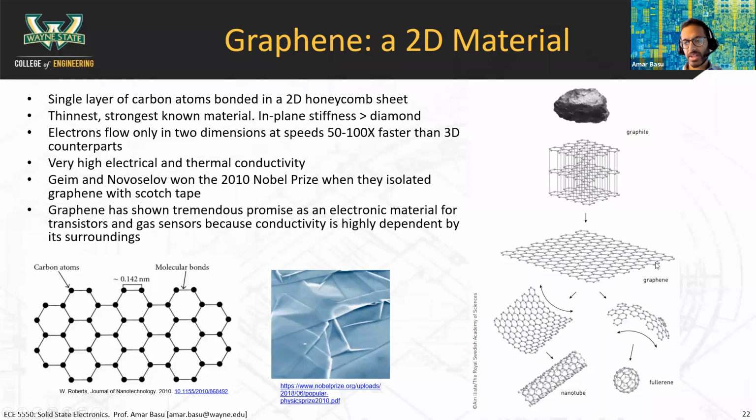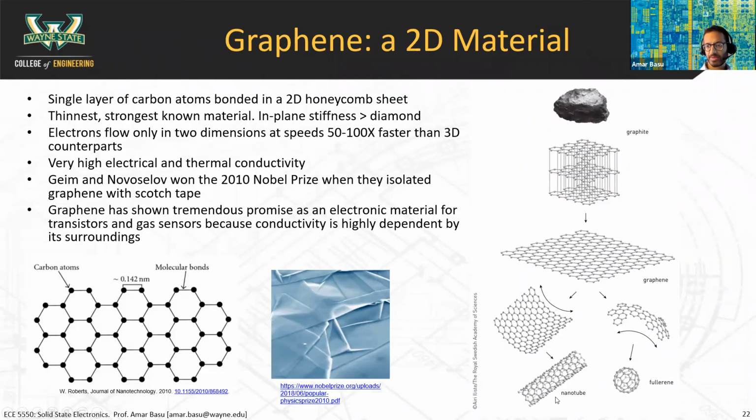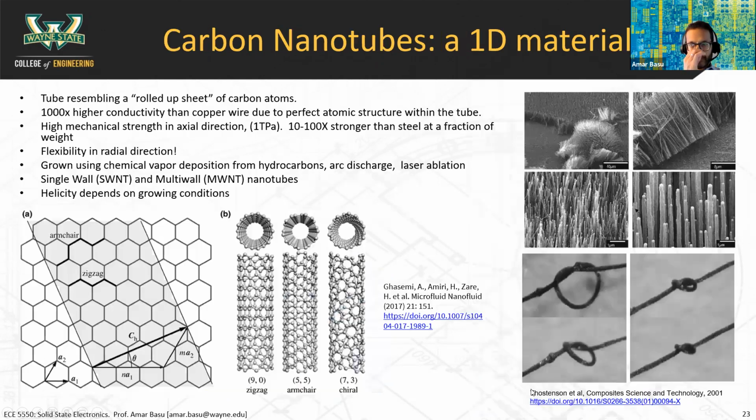Okay, so these are two-dimensional electronic materials. Carbon nanotubes are sometimes called one-dimensional materials because the electrons can only flow in one direction through them. Graphene is a sheet, so the electrons can move in any direction in the plane of that sheet. But in a nanotube, the electrons can only move in a single direction through it.